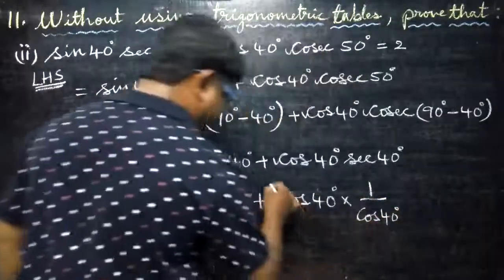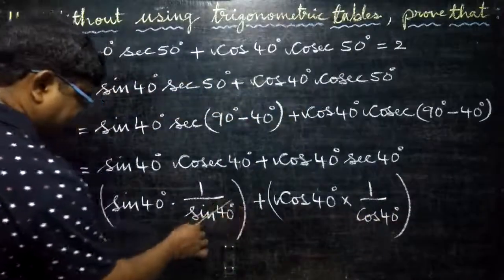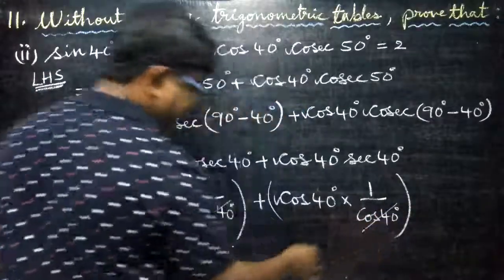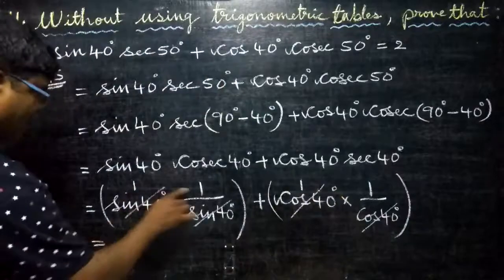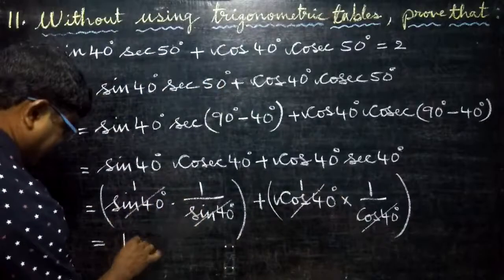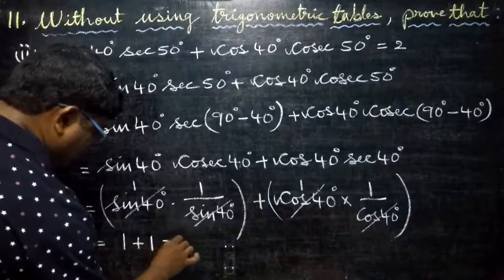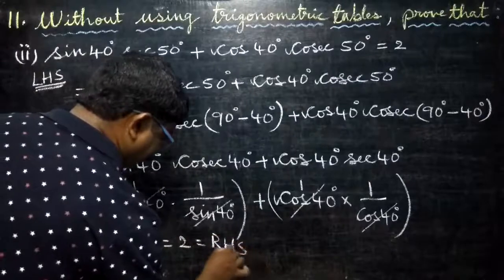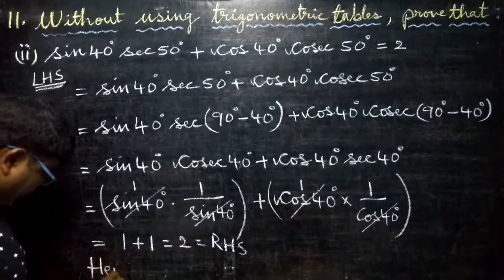For your understanding purpose, I am doing this step. Sin 40 degrees goes into sin 40 degrees one time. Cos 40 degrees goes into cos 40 degrees one time. That is equal to 1 ones are 1, plus again 1 ones are 1. 1 plus 1 how much? 2. That is equal to RHS. Right hand side we got. They told us to prove that, so hence proved.